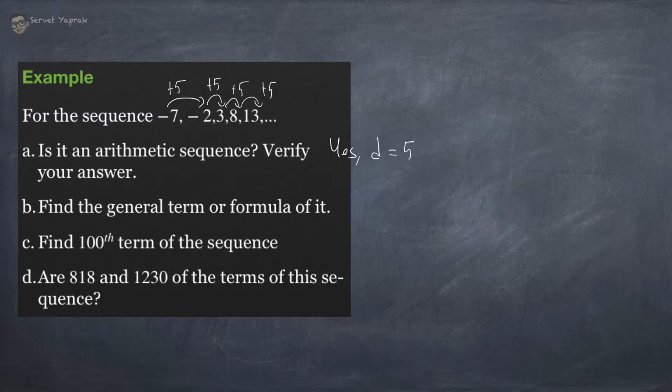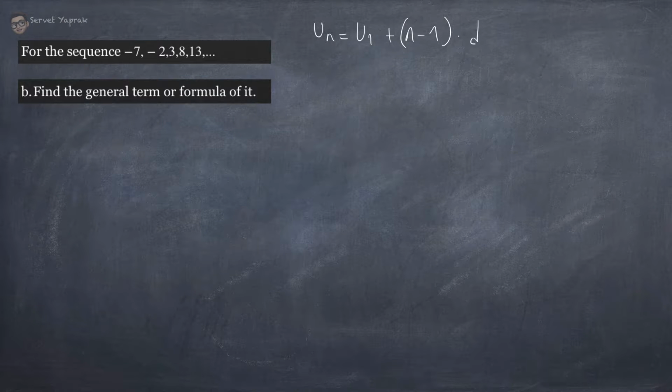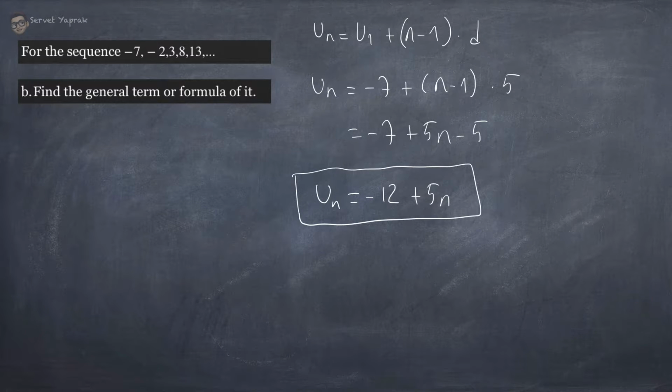Part B, find the general term. So the general term formula will be in your IB formula booklet. So it is un equals first term plus n minus 1 times common difference d. So in this sequence, u1 is negative 7 plus n minus 1 times common difference, we said it is 5. So negative 7 plus 5n minus 5, which is equal to negative 12 plus 5n. So this is our general term or nth term.